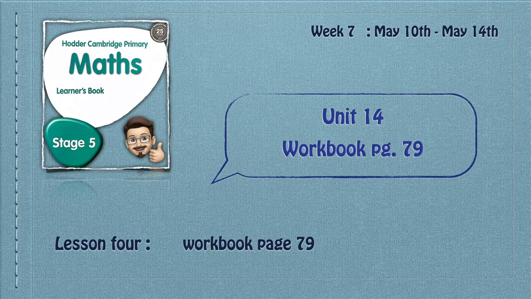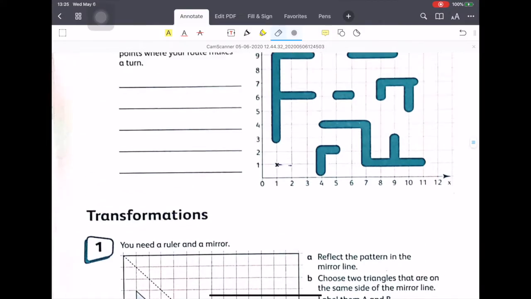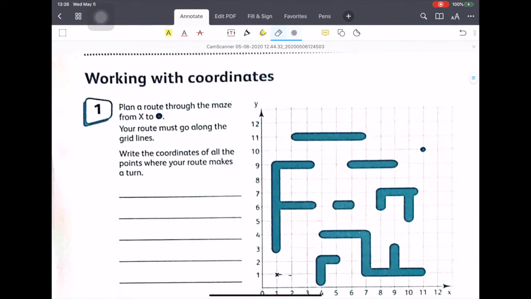Today is our fourth lesson, which we're going to cover page 79 of our workbook. So please grab your workbooks, open up page 79, which is going to be about coordinates and transformation. And let's get it started. As you can see, we have question 1 about coordinates on page 79.